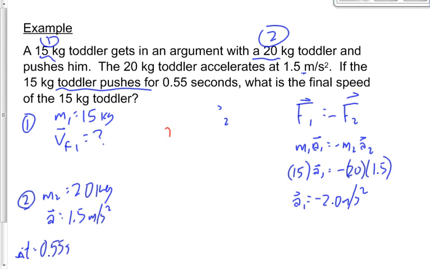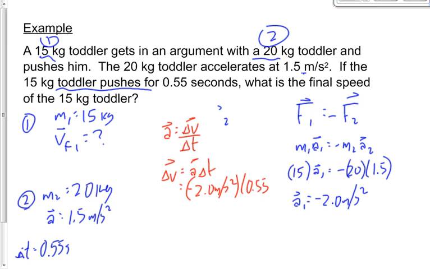Good. Say a is equal to delta v over delta t. Delta v, we're looking for delta v here. It's a times t. We get an acceleration of negative 2.0 meters per second squared times 0.55 seconds. That's going to give me negative 1.1 meters per second. Two digits, because if we go back here, everything's two digits, right? Final answer should be two digits.